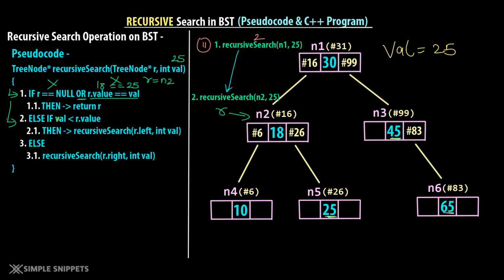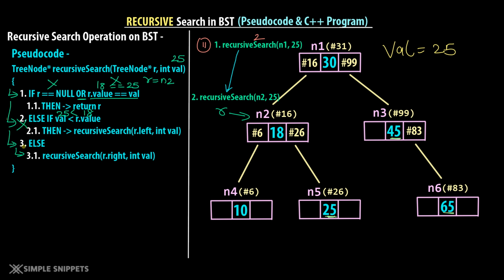Over here you are checking if val, we just said val is 25, we are looking for 25. Is val less than r dot value? R dot value we just said is 18. Is 25 less than 18? No. So even second step will not be executed. You will move to step 3, which is else block, and now else block will be executed because the first two blocks did not get executed.